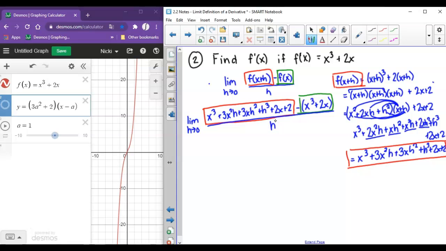And so, so I don't have to write all this over again, I'm going to distribute this negative. So I've got a negative x to the third and a negative 2x here. And I want to see if there are any terms that I can combine. Hopefully something's going to cancel here. So I've got an x to the third here and a negative x to the third here, so those will cancel. I also have a 2x right here and a negative 2x right here.